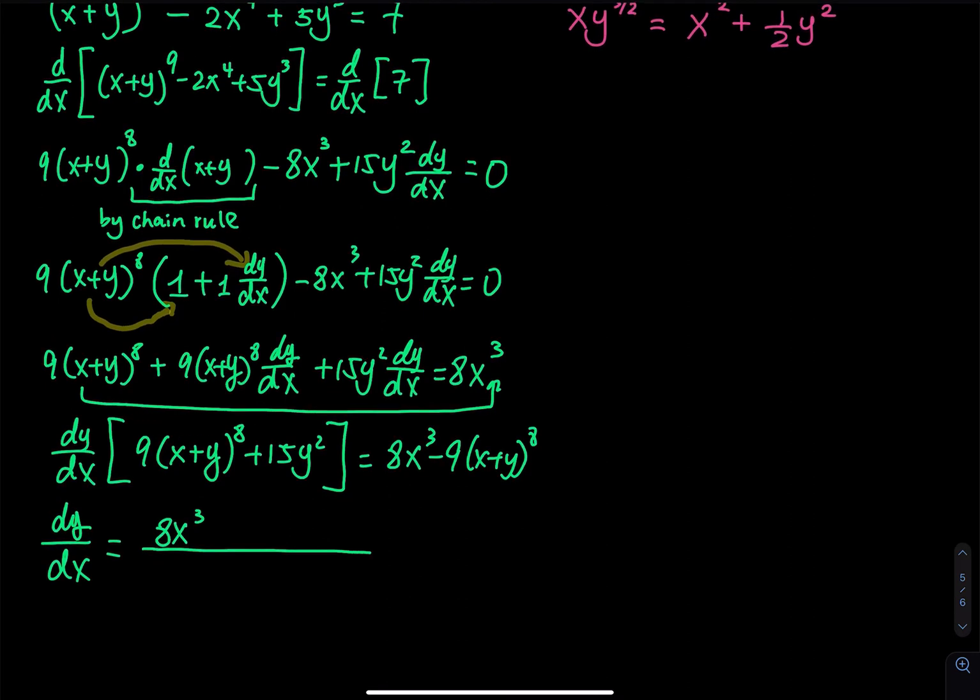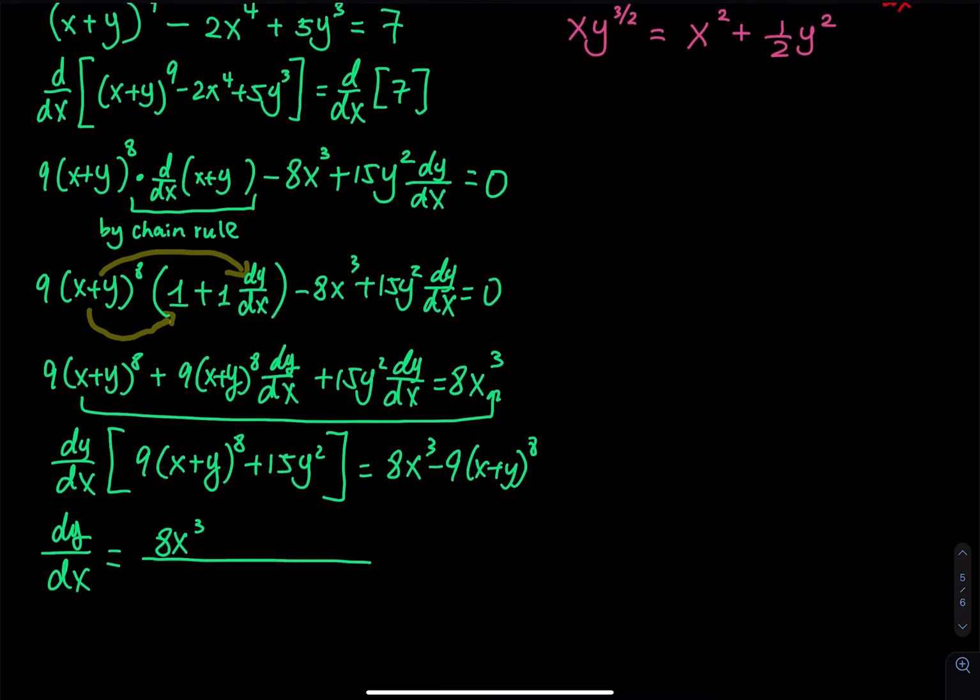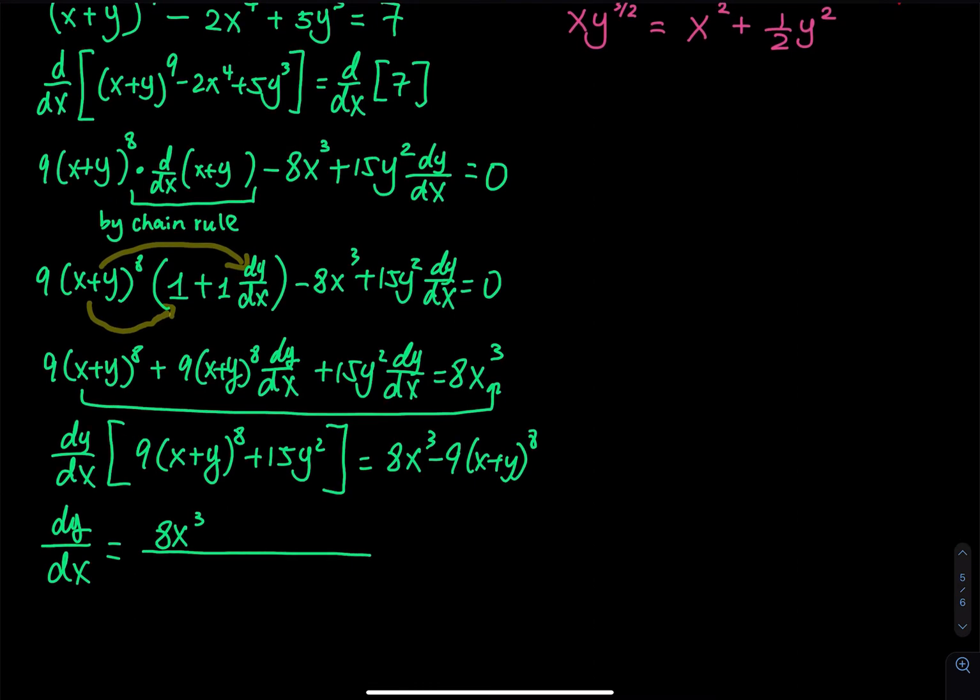Ax to the 3rd. Yep, ax to the 3rd. So right here, we bring the 4 down, ax to the 3rd. So ax to the 3rd minus 9, x plus y, keeps writing ax plus y to the 8th, and then divided by 9, x plus y to the 8th, and then plus 15y squared. Do not simplify, do not get rid of the 9 and then the x plus y to the 8.